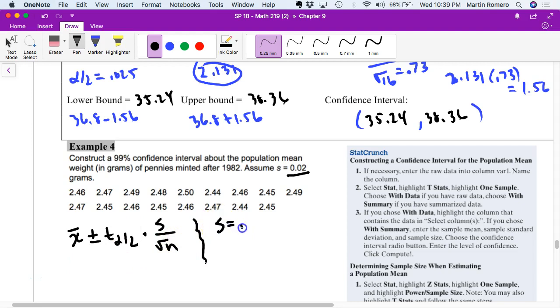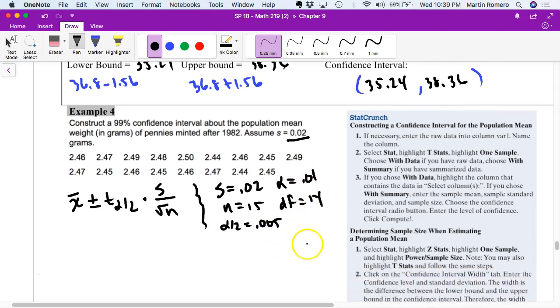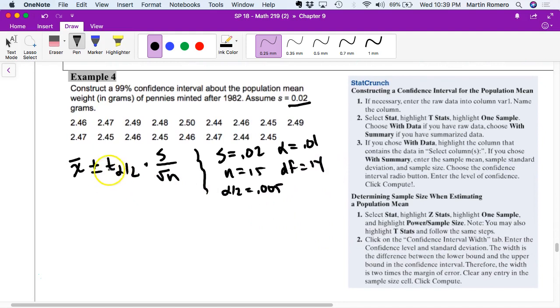We know S is equal to 0.02. N is equal to 2, 4, 6, 8, 10, 12, 14, 16, 15, which means the degrees of freedom will be 14. Alpha in this case is 0.01. And so then we also know that alpha over 2 is 0.005. We're going to need that value in the T calculator. The thing that we're missing is the X bar, so let me calculate that real quick.